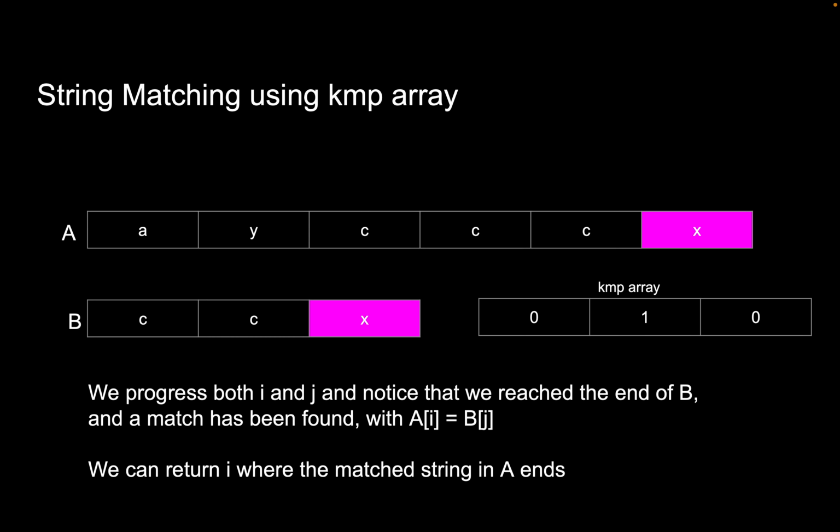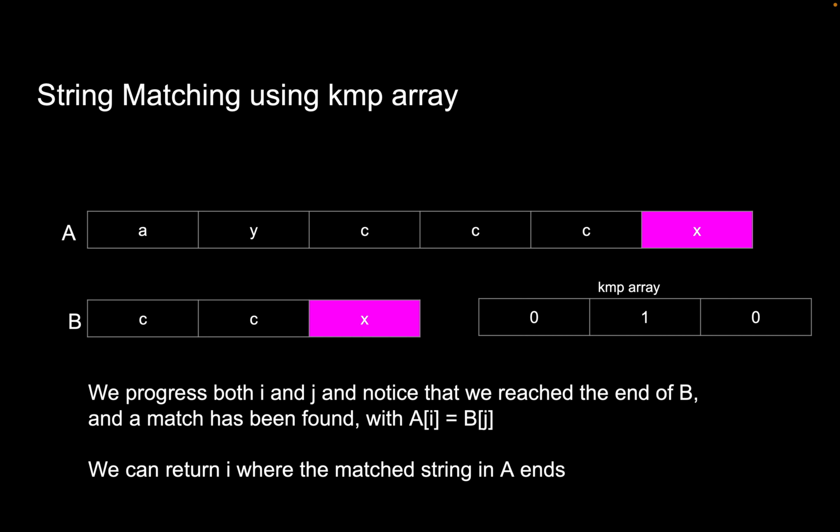Overall, the time complexity of this operation is going to be O(1) per lookup, as we have the KMP array and looking up previous indexes only takes O(1) time. And the KMP array was generated in a linear fashion, in O(n) time. Moreover, space complexity is going to be O(n) as well, as we have an additional KMP array which is of length B.